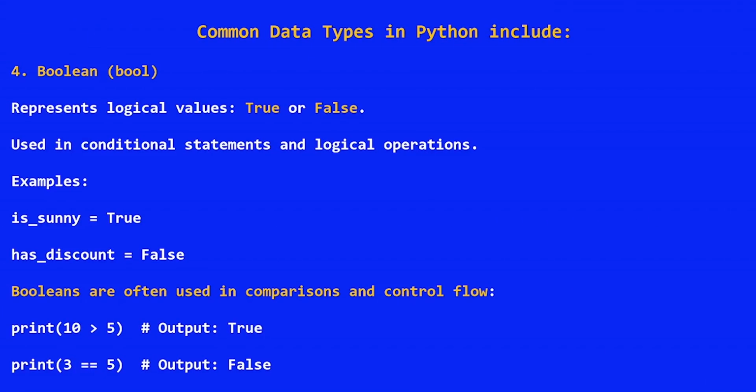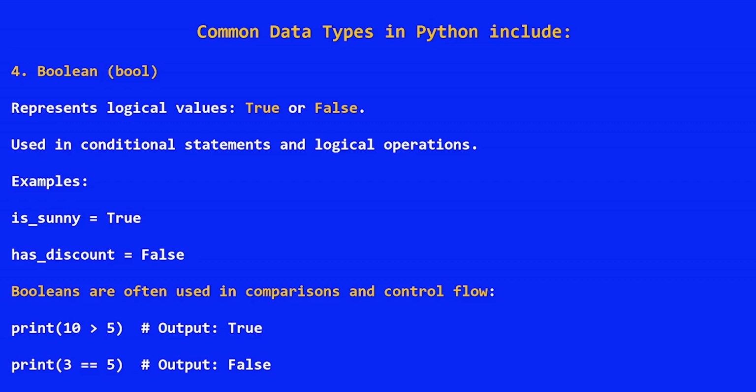Booleans, or sometimes we call them bool, represent logical values, that is true or false, and they are used in conditional statements and logical operations. For example, is_sunny, we will say true. If it's not sunny, that one will be evaluated to false. Has_discount can either be false or true. So here I have evaluated it to false. So booleans are often used in comparisons and control flow.